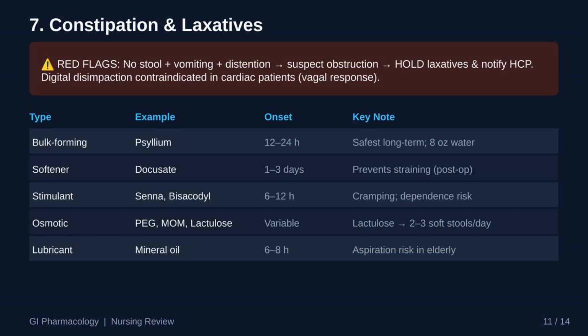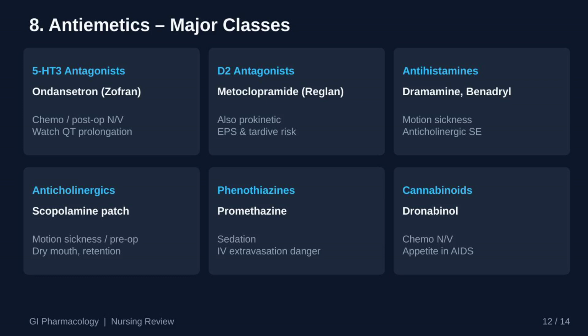Antiemetics include several classes. Ondansetron is a serotonin antagonist used for chemo and post-op nausea. Watch for QT prolongation. Metoclopramide is a dopamine antagonist that also promotes gastric emptying but can cause extrapyramidal symptoms. Antihistamines and scopolamine are useful for motion sickness. Promethazine can cause severe tissue damage if it extravasates, so stop the infusion immediately if burning occurs.